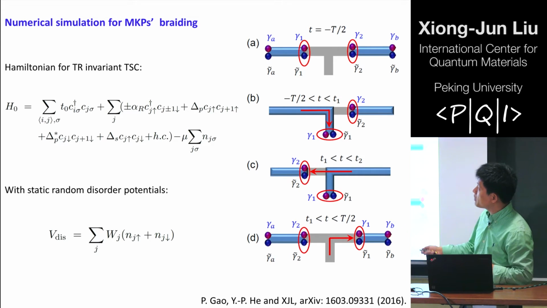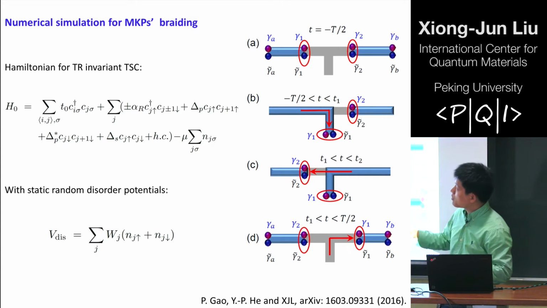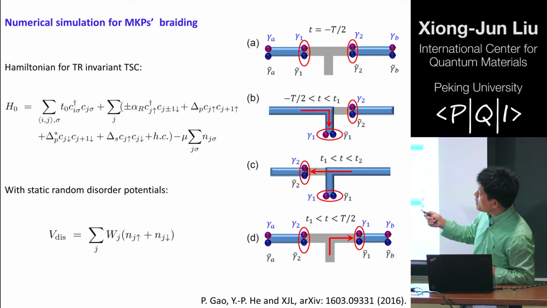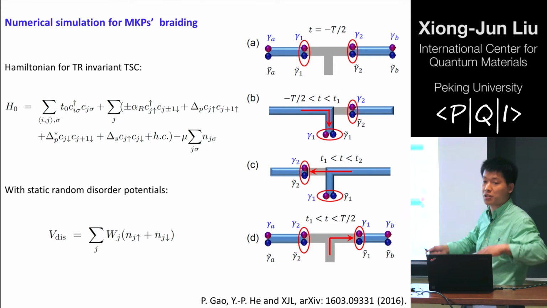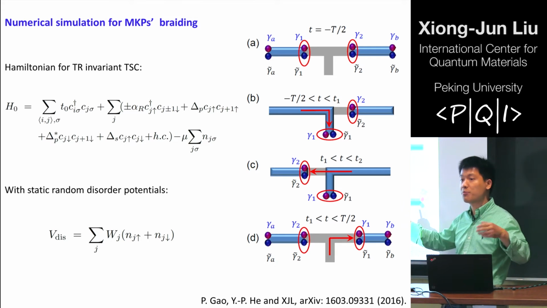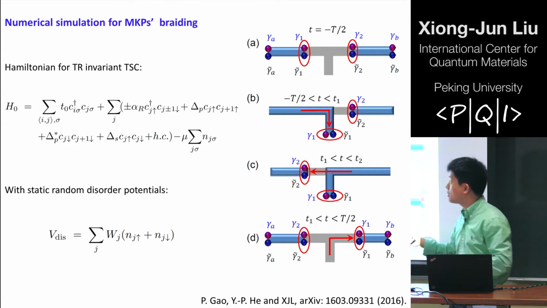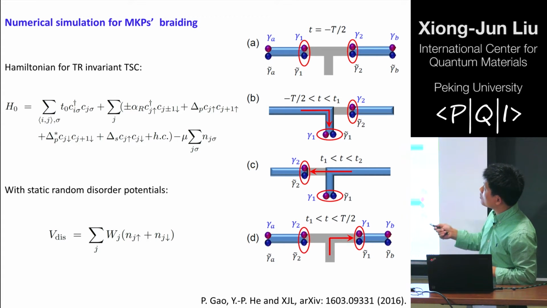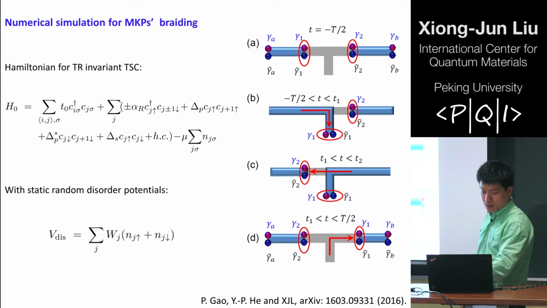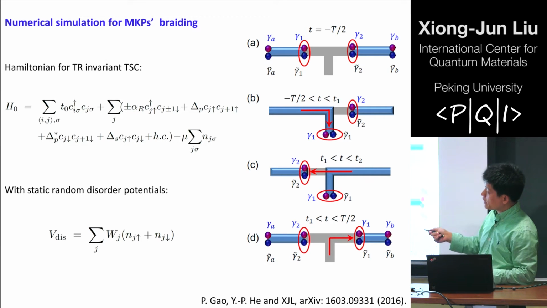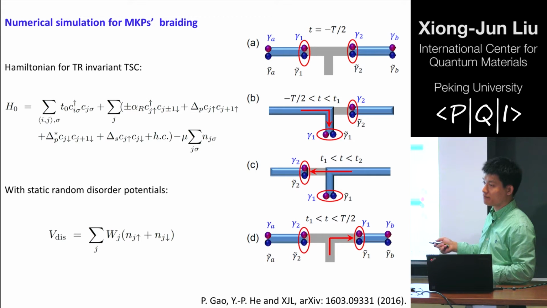the numerical simulation. In this Hamiltonian, we have both the p-wave pairing and also s-wave pairing, and also the spin-orbit coupling, since we try to consider the general case. You have the coupling between different copies, and you tune the chemical potential to do the braiding. And furthermore, we also consider the static disorder potentials.